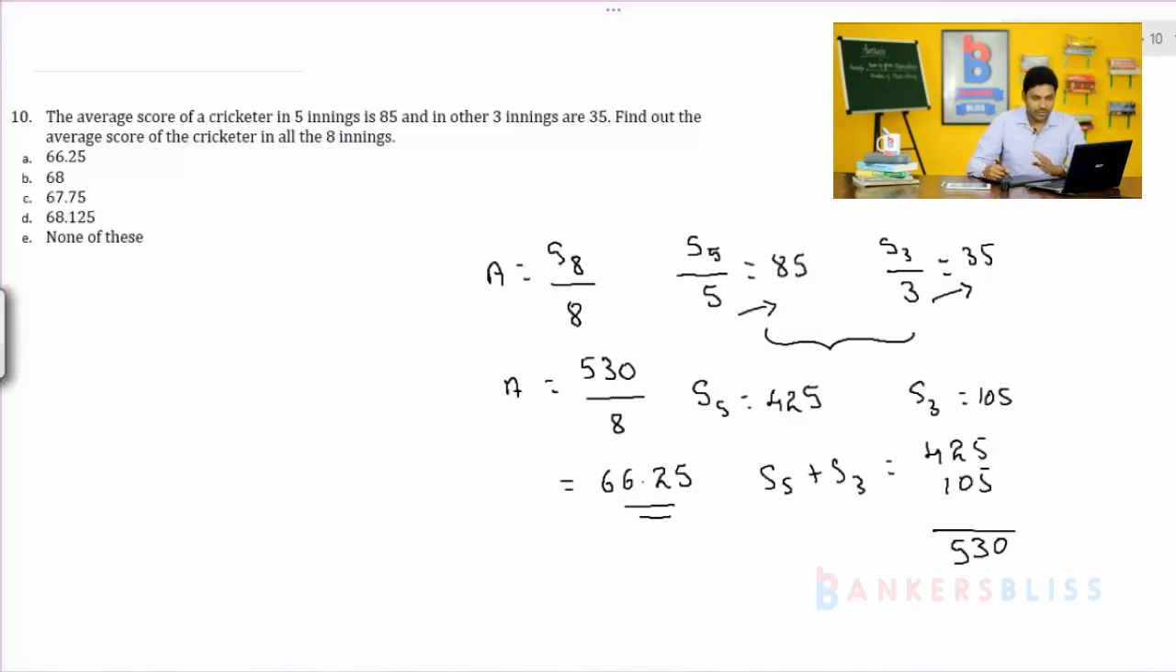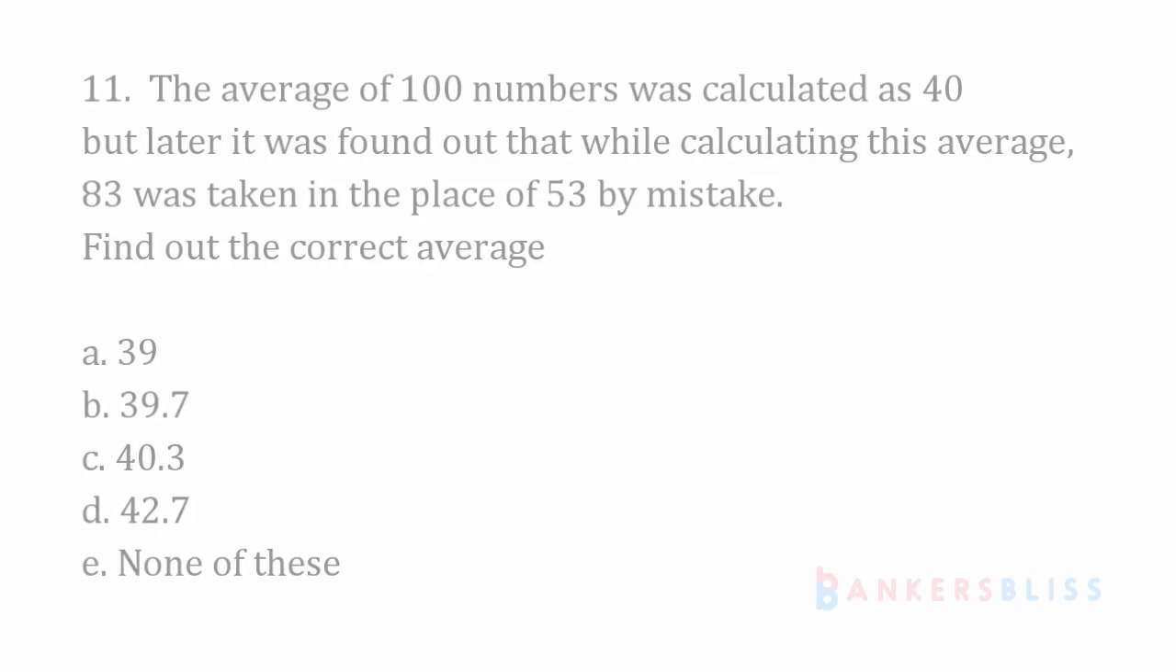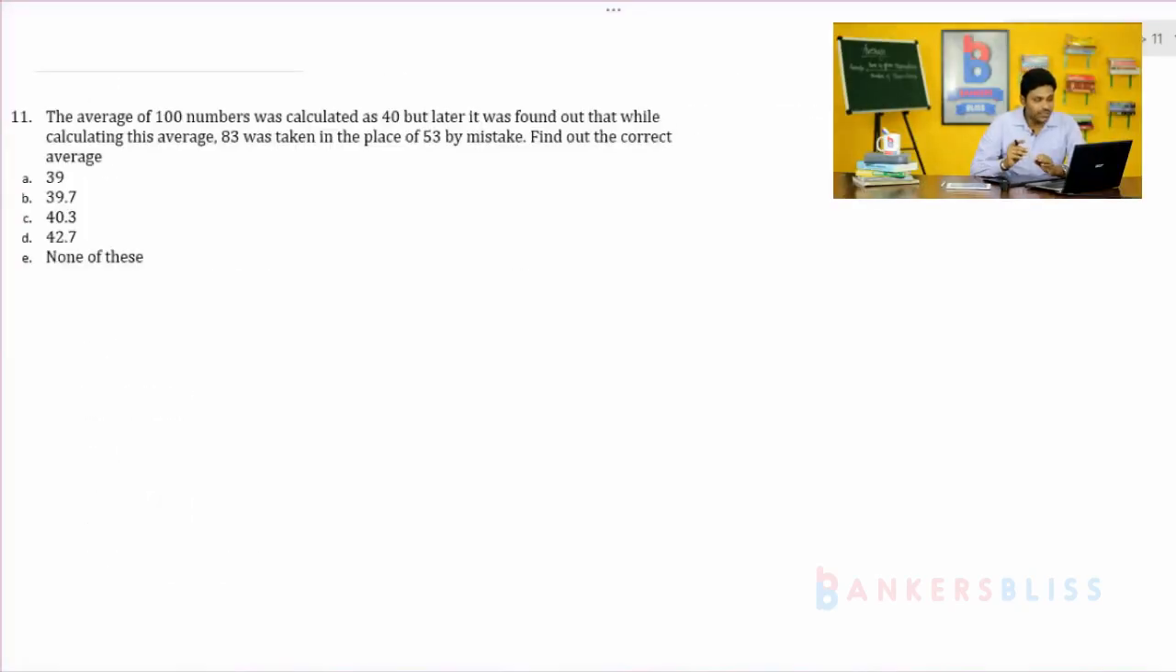Problem number 11. The average of 100 numbers was calculated as 40, but later it was found out that while calculating this average, 83 was taken in the place of 53 by mistake. Find out the correct average. See, in the place of 53 they have taken as 83. So from the sum you have to subtract 83 and you have to add 53.